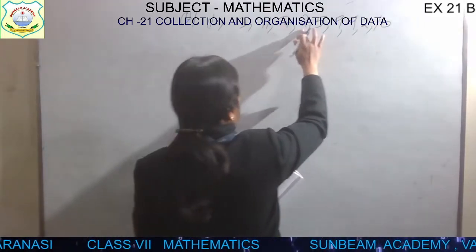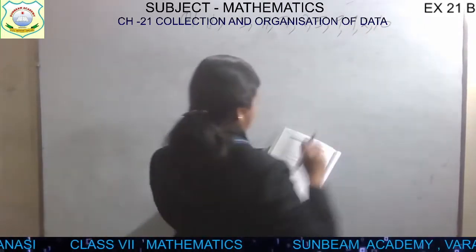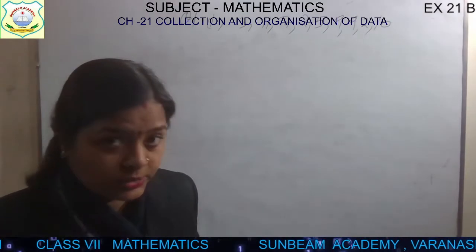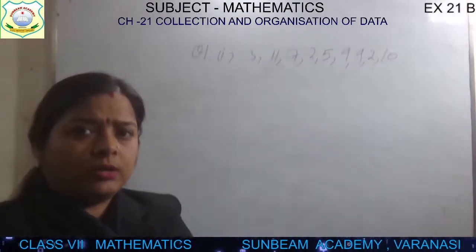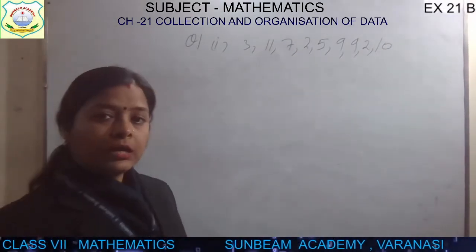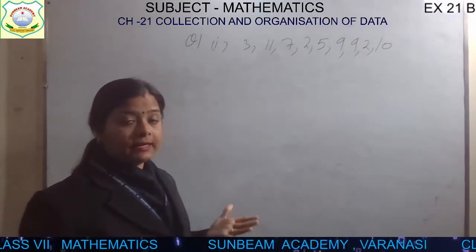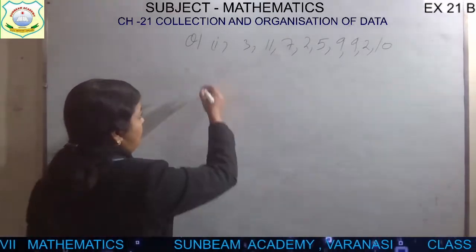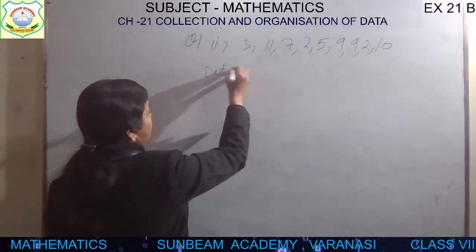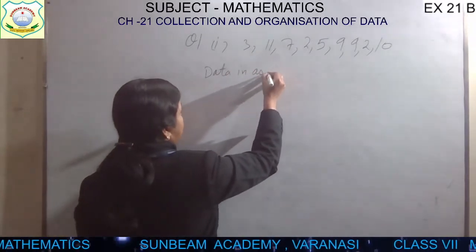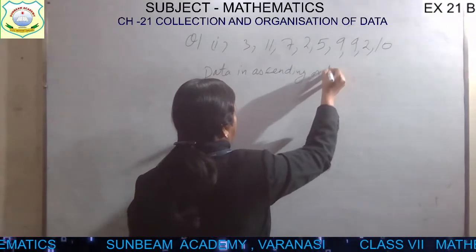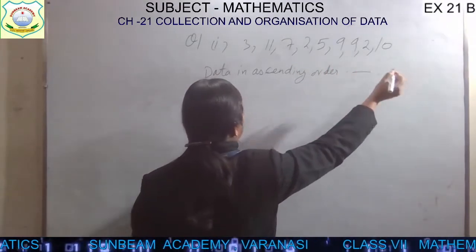1, 2, 3, 4, 5, 6, 7, 8, 9. Yes, it's matching, correct. Now see, this is the data which is given to us, and they have asked what the median of it is. So first of all, data in ascending order. Data in ascending order.